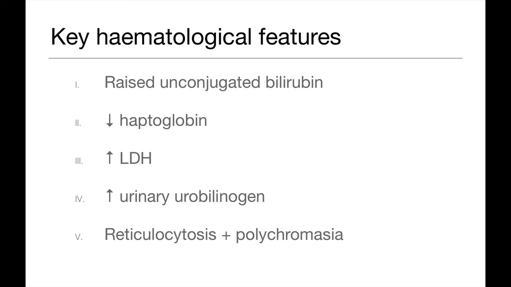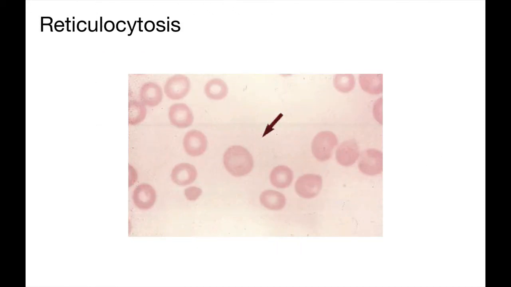You see a raised LDH, you see a raised urinary urobilinogen, and finally you see the presence of young cells, or reticulocytes, in large amounts in the blood, and this bluish tinge to the film, which is called polychromasia. Those five features are really, really important. If you see any of those, start thinking, could this be a hemolytic process that's occurring?